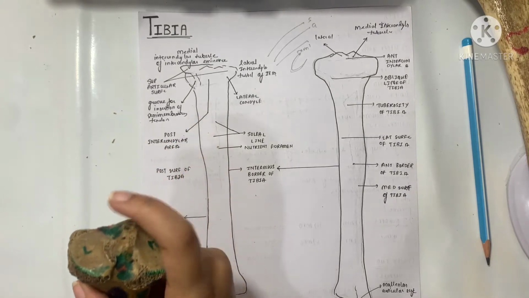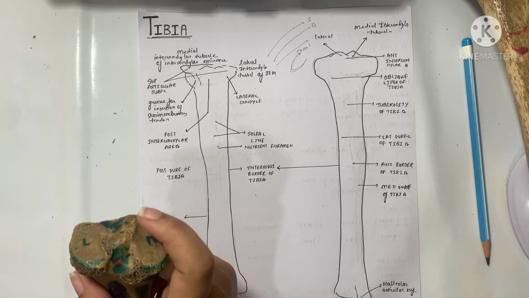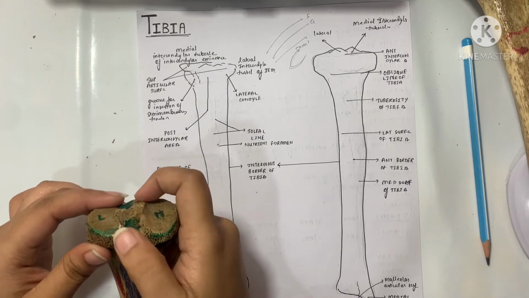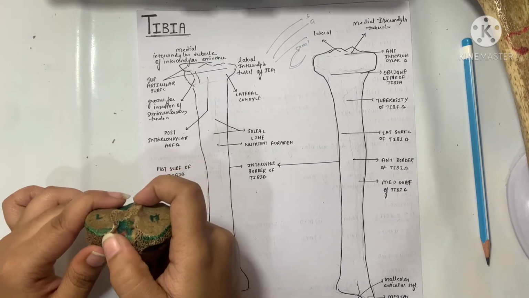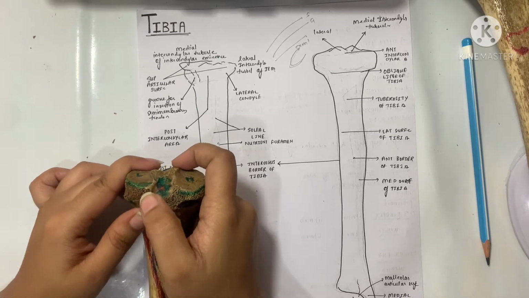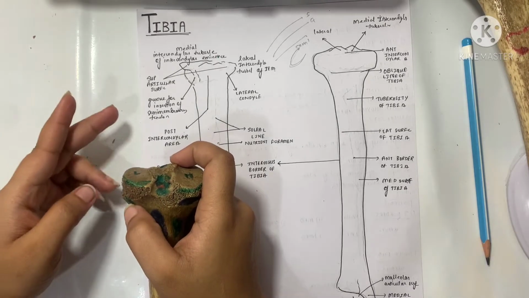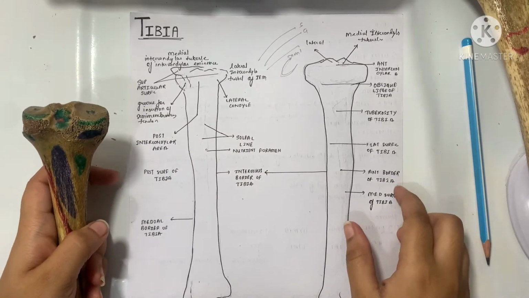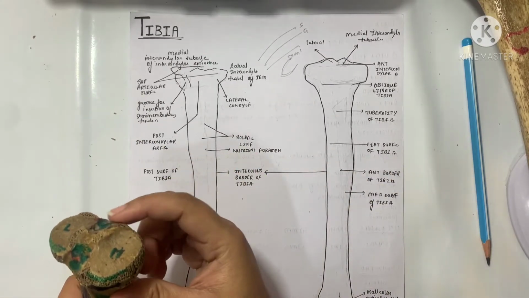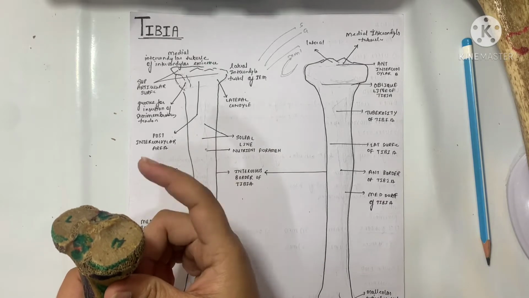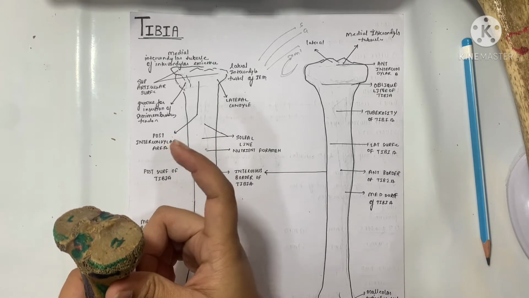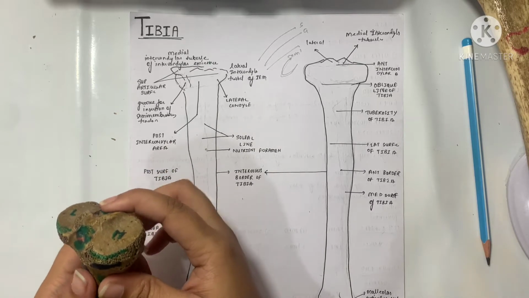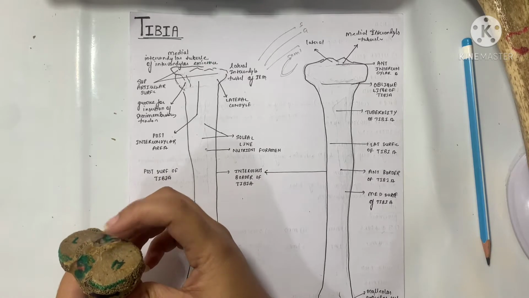Then coming to the intercondylar area, actually the anterior intercondylar area. This is the anterior intercondylar area. It gives attachment to the anterior horn of medial meniscus, anterior cruciate ligament, and the third one, that is the anterior horn of lateral meniscus. Then the posterior intercondylar area gives attachment to the posterior horn of lateral meniscus, posterior horn of medial meniscus, and posterior cruciate ligament.